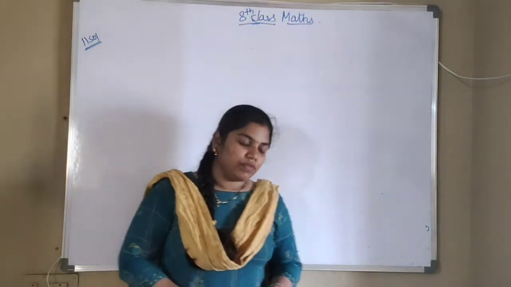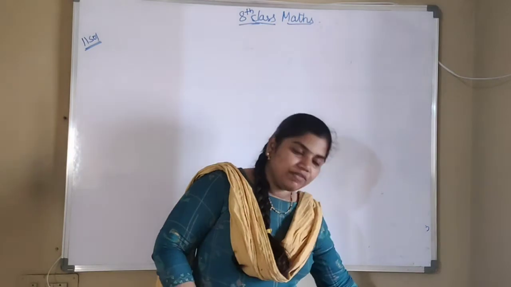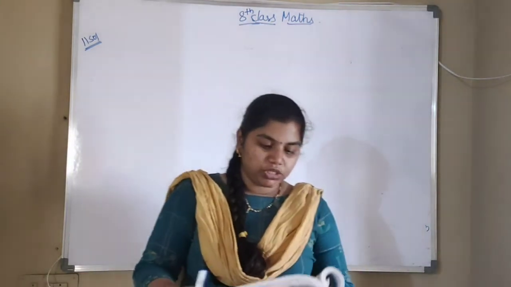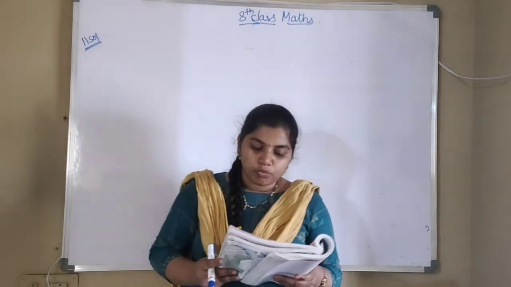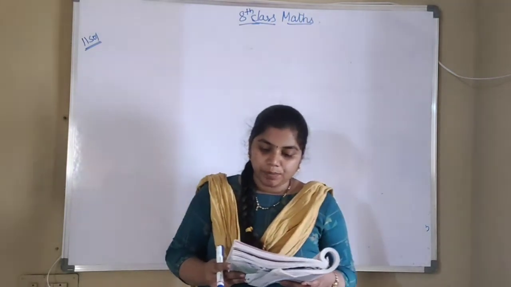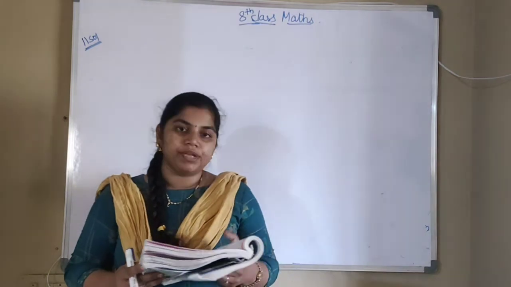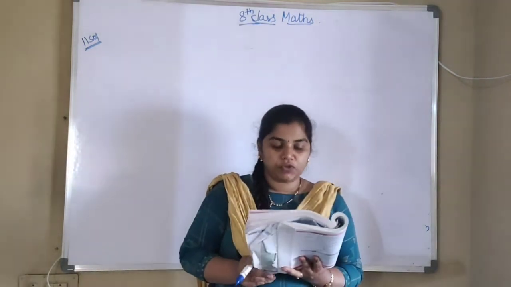So good morning everyone. Today we are starting our 11th problem. So what is the 11th question? Kamala borrowed 26,400 from a bank to buy a scooter at the rate of 15% per annum compounded yearly. So we have to find the compound interest here.